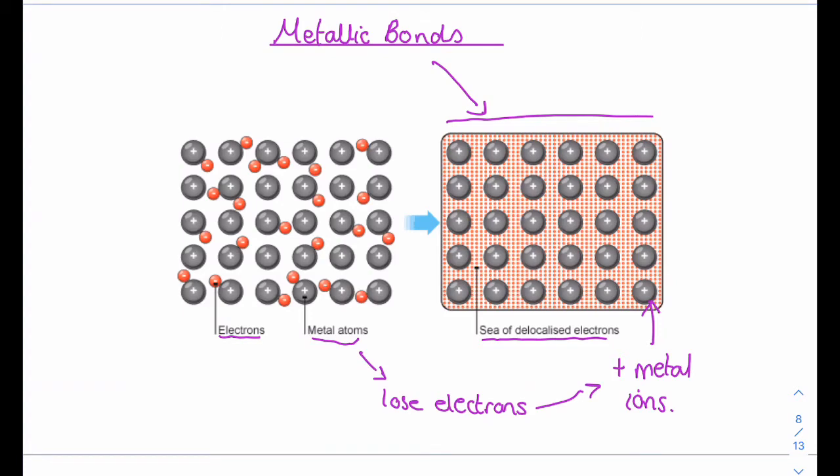And as you can see, there are layers of the positive ions. So it's a very rigid structure because of those layers, a little bit like an onion, as one of my students once said. Metallic bonds have layers like onions building up to make a rigid structure.